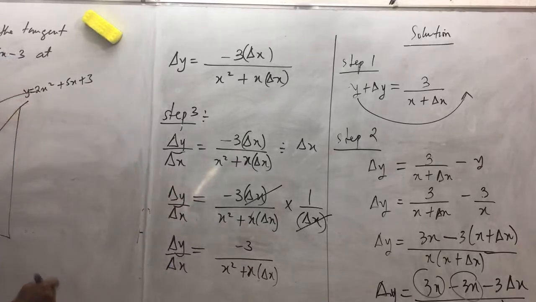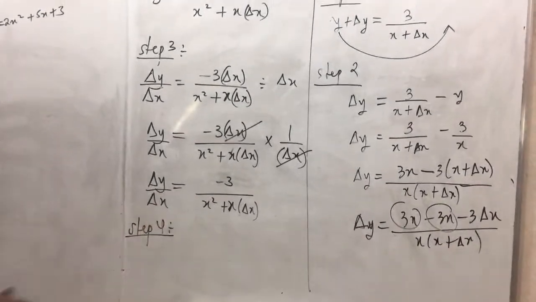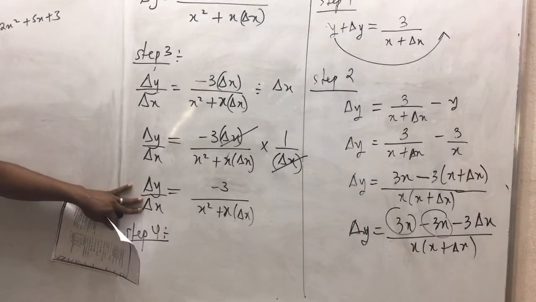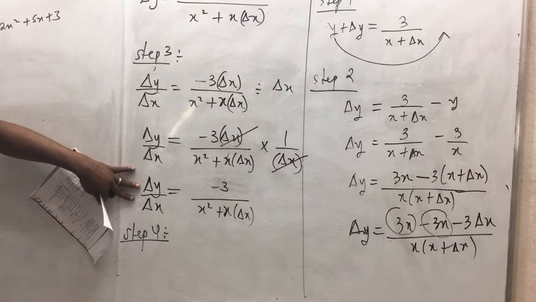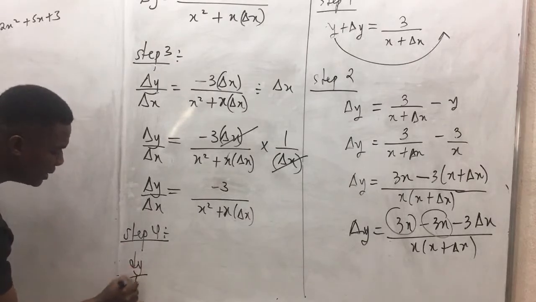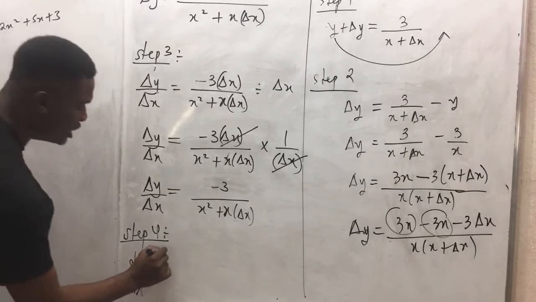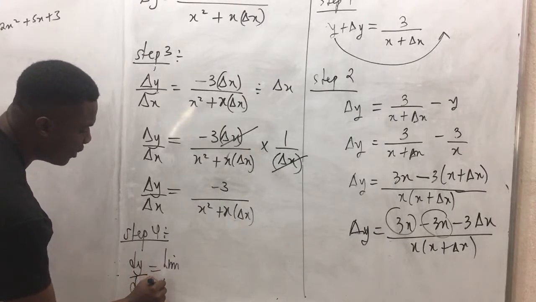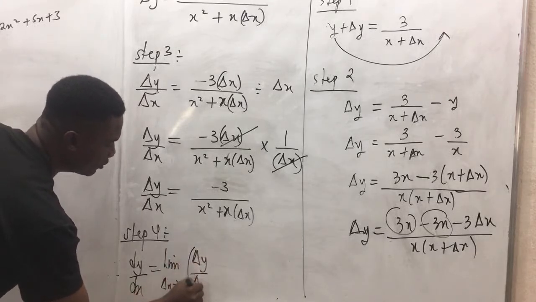step 3. The fourth and final step would now be, once you are done doing this, the fourth and final step would require you to take the limiting value of the gradient function. Take note, guys, the limiting value of your gradient function gives you your derivative. So what is the derivative of y, the function with respect to x? It is obtained by taking the limiting value as change in x tends to 0 of the gradient function.